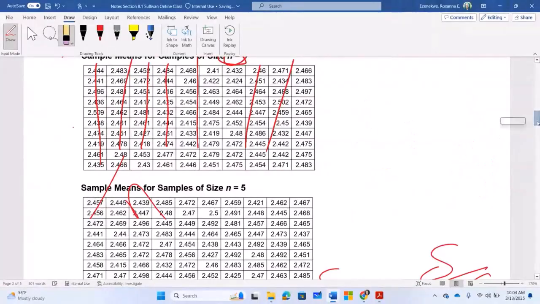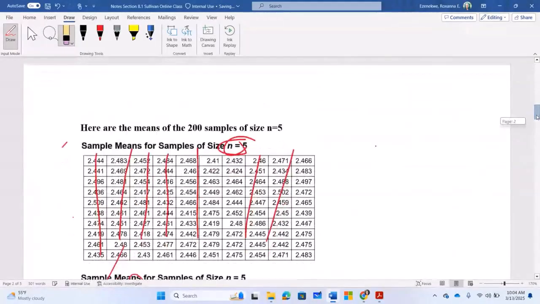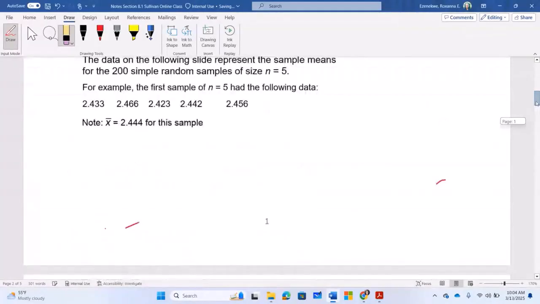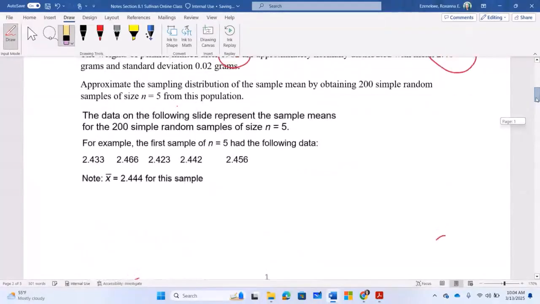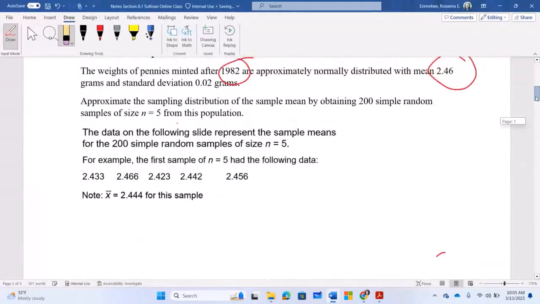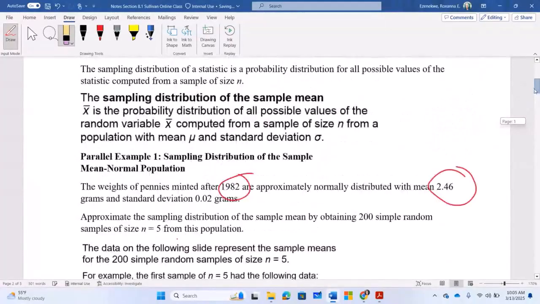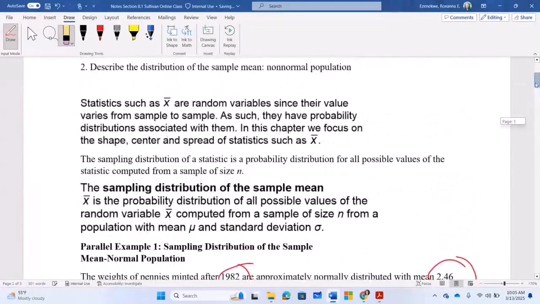Okay, so here we have the means of 200 samples. So let's get that question. This is to approximate the sampling distribution of the sample means by obtaining 200 sample means from simple random samples of size 5. Okay, so this is what the question is saying. Suppose you get a sample. Let's see where they got the sample, make sure we know where.